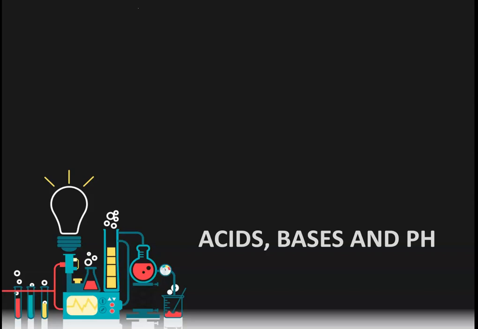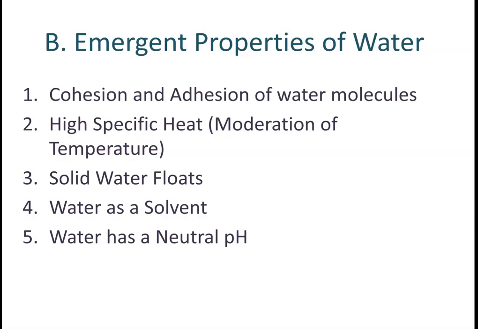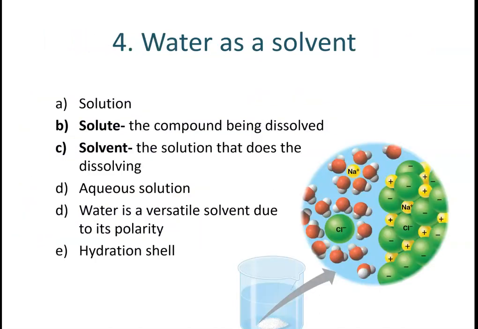Our remaining properties of water are related to acids, bases, and pH. So we've been through 3 so far. We have 2 more to go. Our book stops at 4, water as a solvent. I've added this fifth one as sort of a remaining property of water. And the reason for this is that I think it's really important for living organisms. So this is my addition. You still need to know it, even though it's not stated in your book.